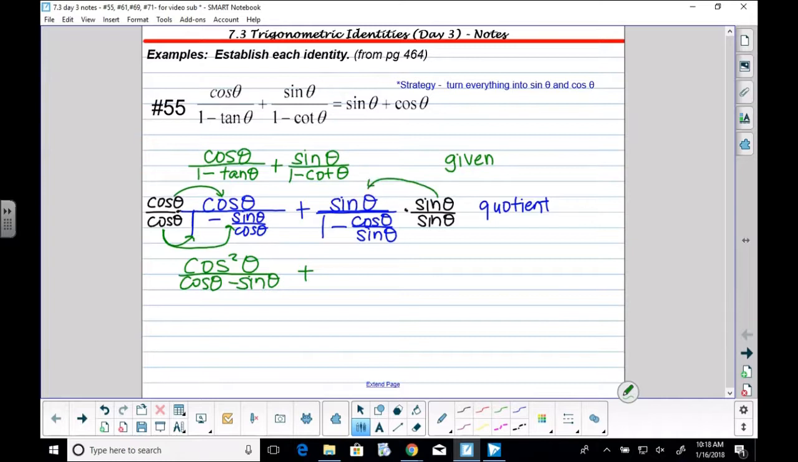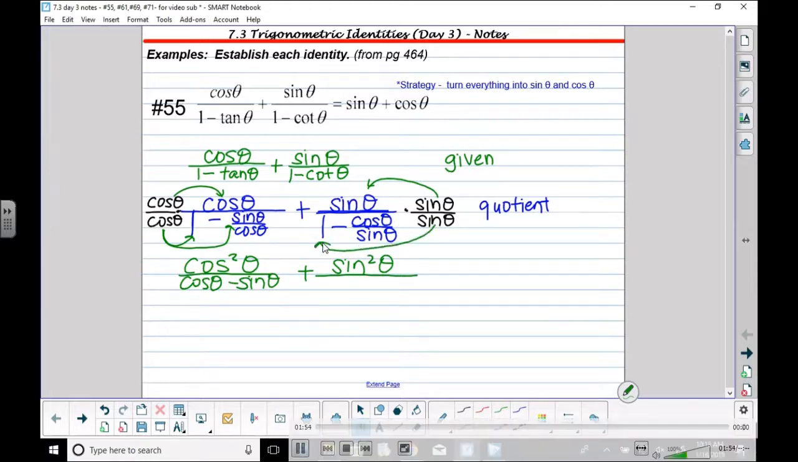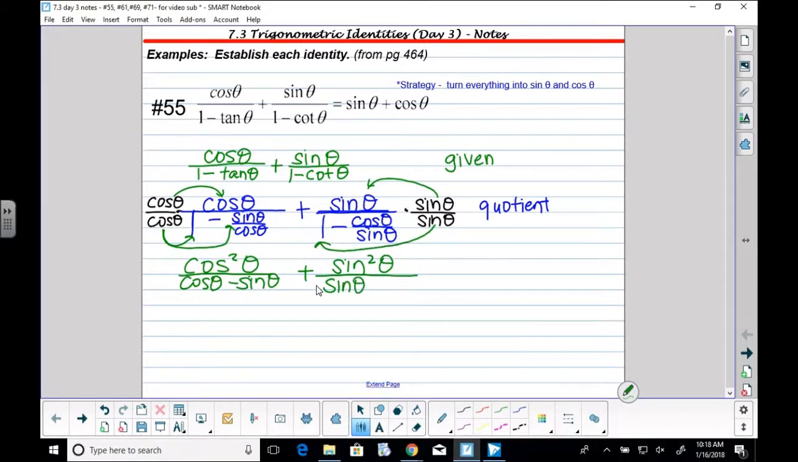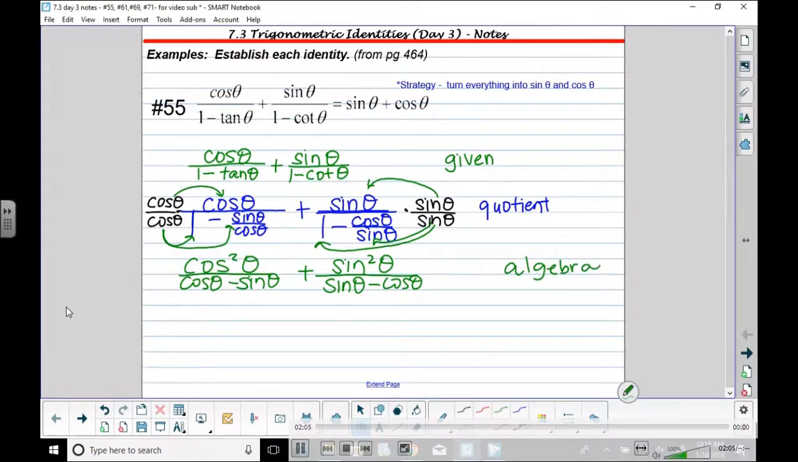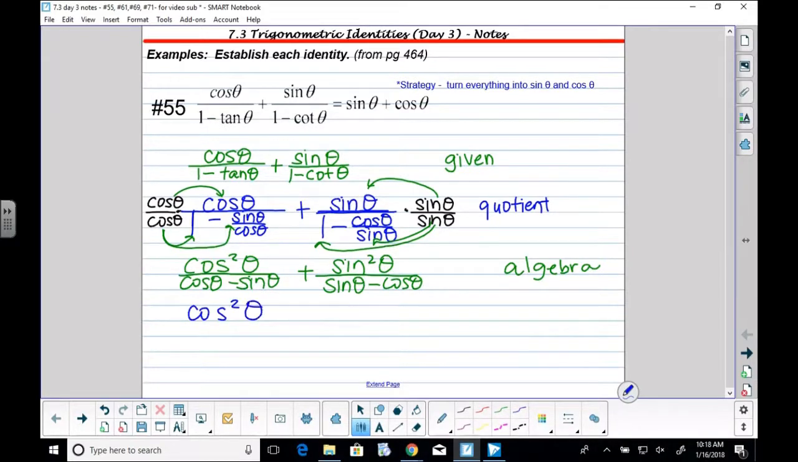The second fraction, we're going to distribute sine of theta inside. So we get sine squared in the numerator. And then the denominator, we're going to get 1 times sine, which is sine of theta, and then minus cosine of theta because the sine of theta is canceled. That was all just algebra. Now, if you look, we kind of have a common denominator, but not quite. They are opposites. So I'm going to go ahead and keep the first fraction the same.